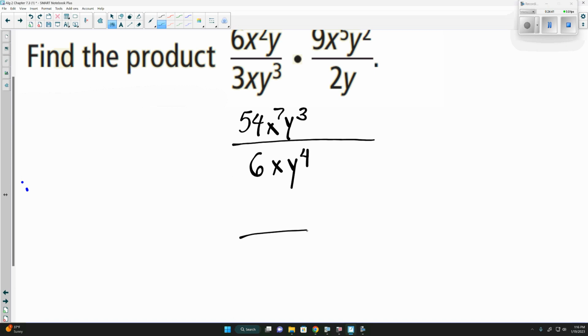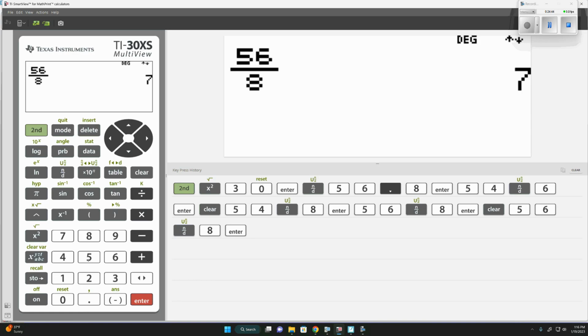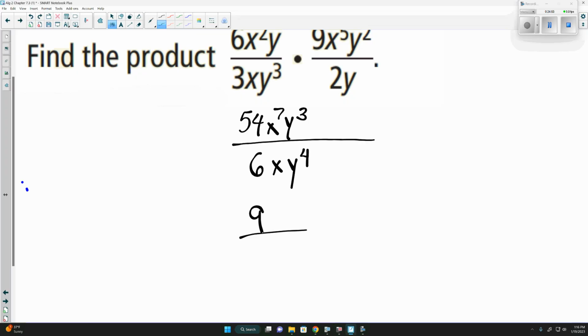Now we can do some simplifying. So we can say 54 over 6 is 9. 9, so it stays on top, because it would be on bottom if we had 1/9. Then it would go the other way. X to the 7th over x. So 7 minus 1 is 6. Bigger on top, it stays on top. And the last one, we have y to the 3rd over y to the 4th. So 4 minus 3 is, it's just y. It's bottom, since it's bigger on bottom, it stays on bottom.